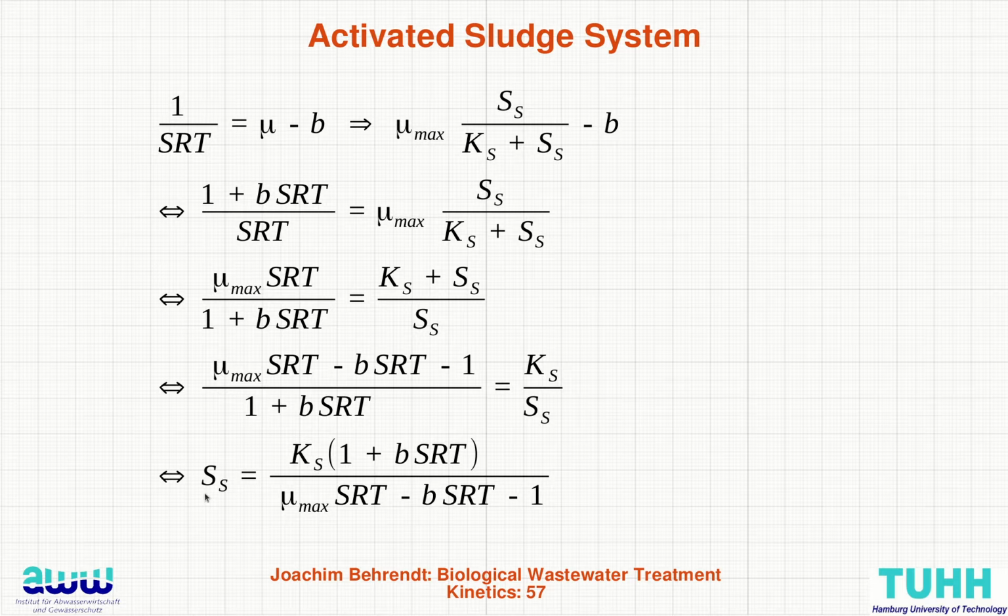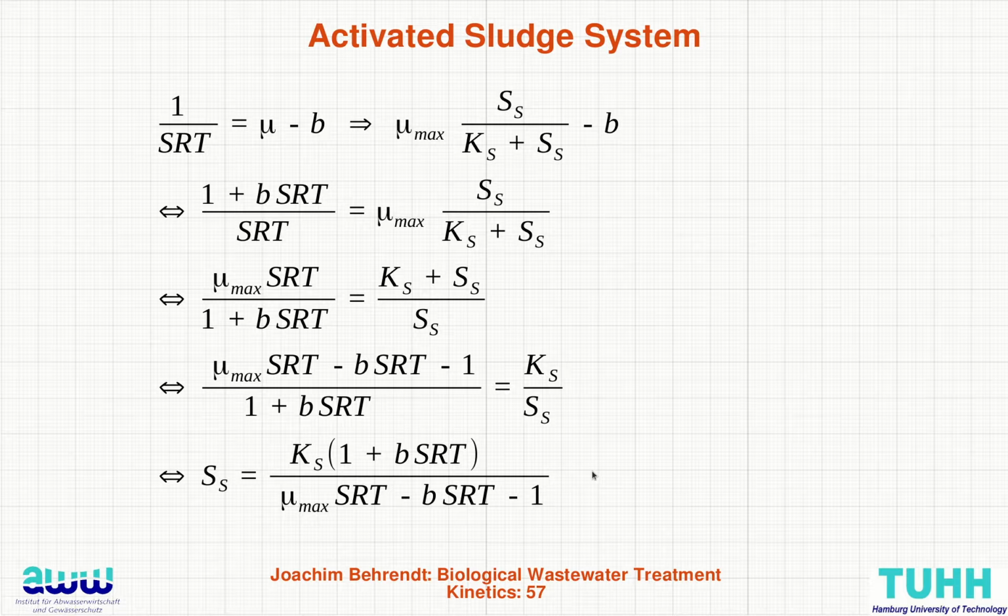this case coming up, that the substrate concentration depends on Ks. If Ks is bigger, this might be bigger. And finally, if mu max is big, this is smaller, as is the sludge retention time. Also we are assuming that the maximum growth rate is a lot bigger than the decay coefficient. And then we see that with a bigger sludge retention time, hopefully the substrate concentration is also smaller.